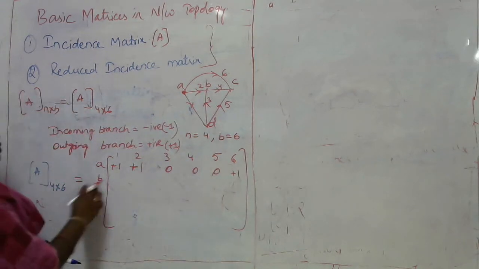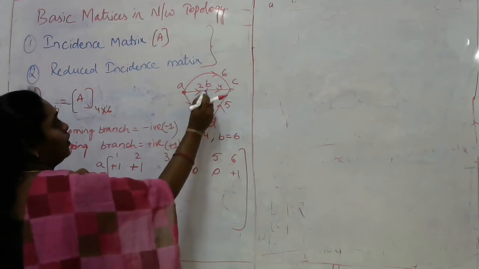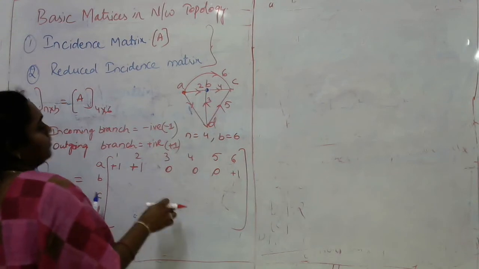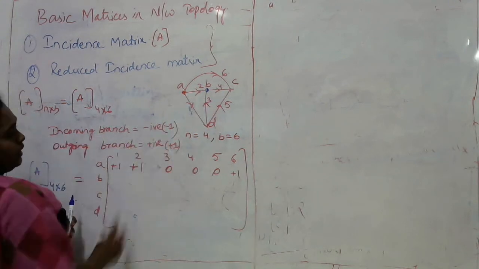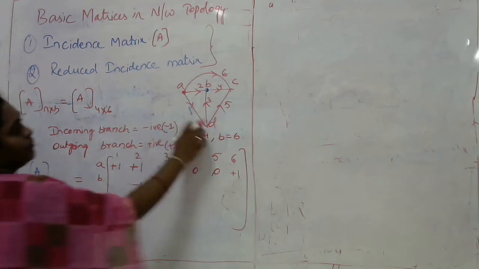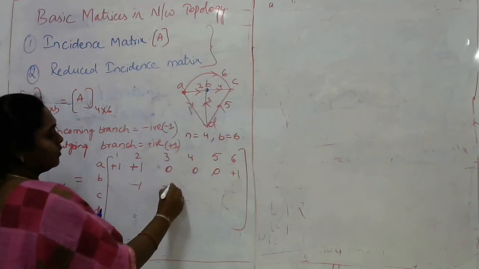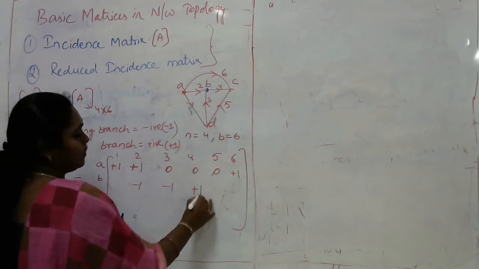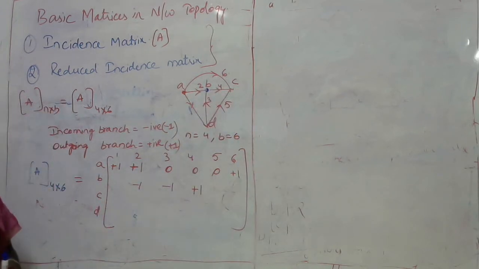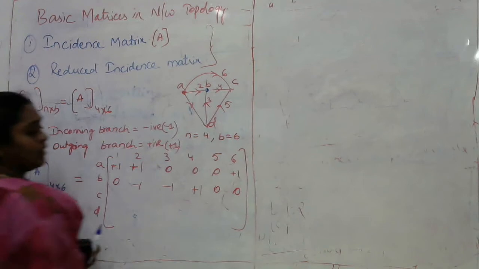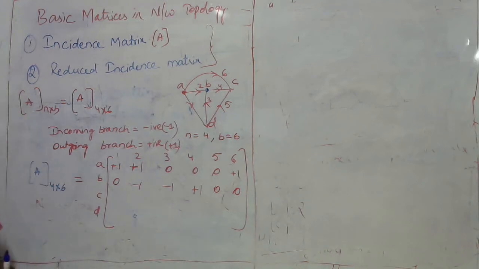Similarly, coming to node B. At node B, 2 is incoming. If it is incoming, it is negative, so 2 is -1. 3 is also incoming, so 3 is also -1. 4 is outgoing, so it is +1. If it is incoming, it is -1; if it is outgoing, it is +1. Whichever is not linked with that node, just blindly keep it as 0.